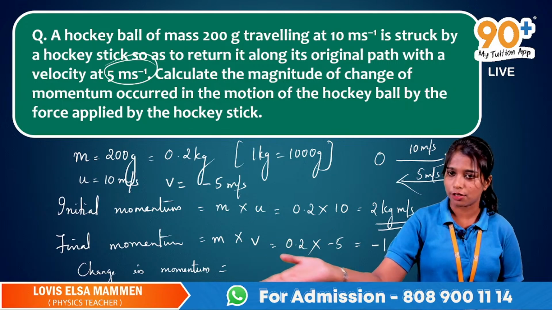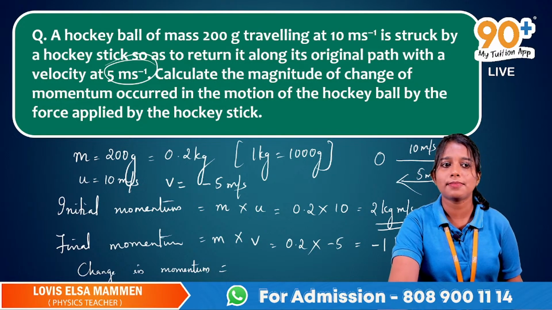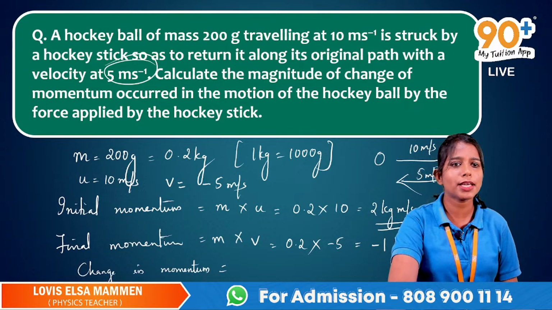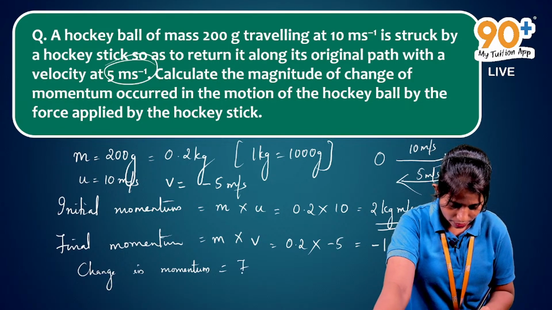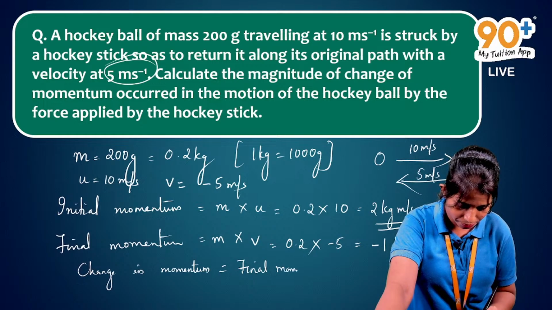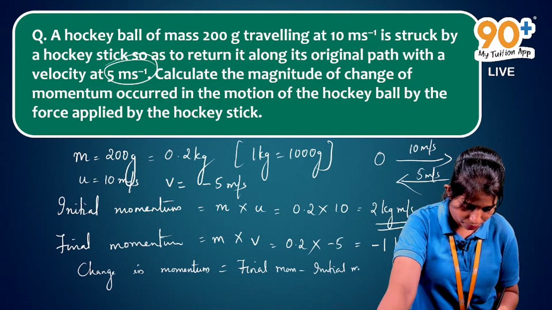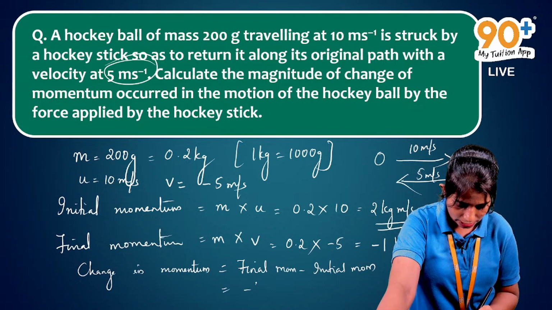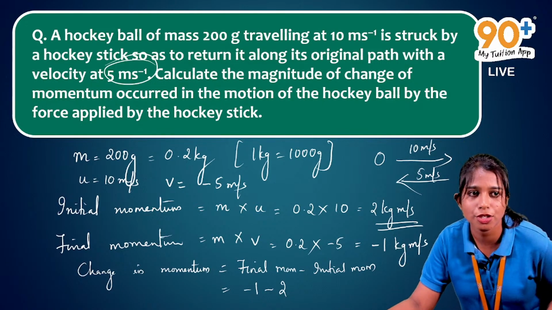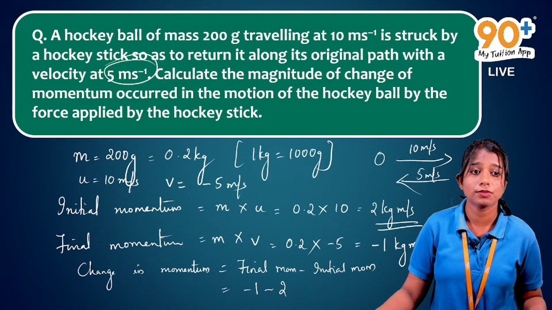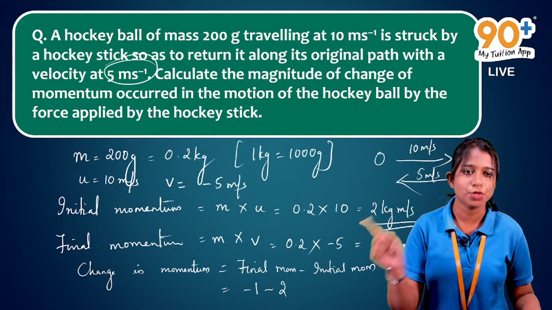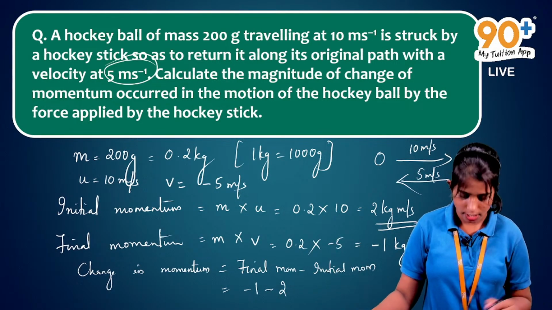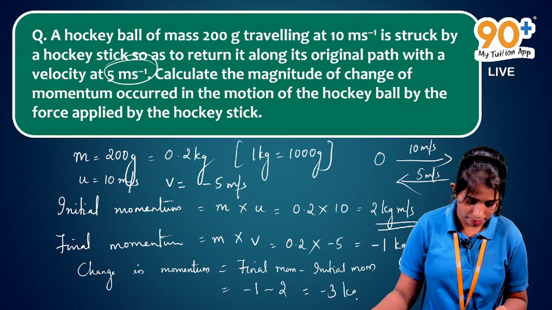Final momentum minus initial momentum. So that is minus 1 minus 2. What is minus 1 minus 2? The minus in between denotes the difference, final momentum minus initial momentum. So it is minus 1 minus 2, which is minus 3 kilogram meter per second.